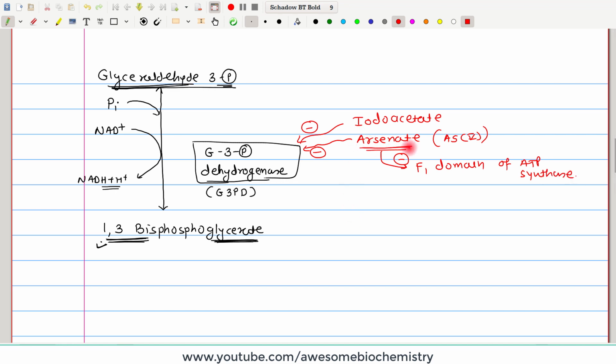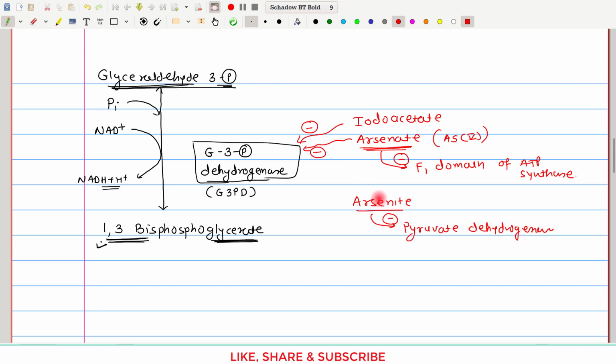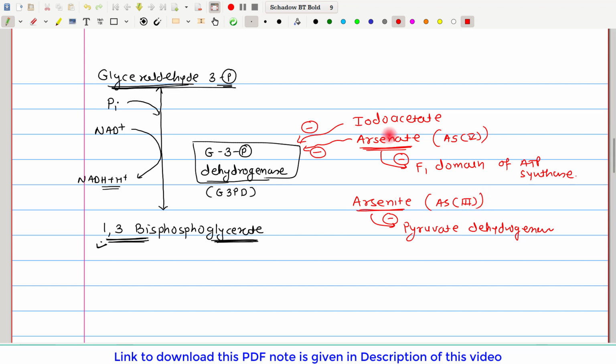Now, the similar looking compound of that arsenate is the arsenite. Arsenite does not inhibit this G3PD enzyme. Rather, this arsenite inhibits pyruvate dehydrogenase. This arsenite does not inhibit this glyceraldehyde 3 phosphate dehydrogenase. And remember, arsenite is nothing but the trivalent arsenic, so we can also write it as As3. So, don't ever get confused between arsenate and arsenite.